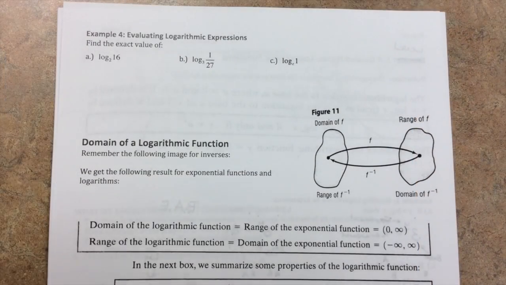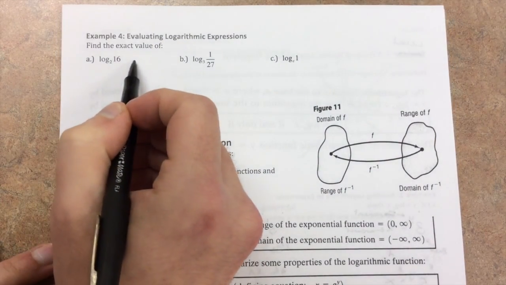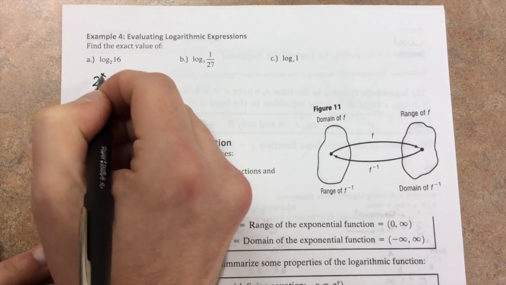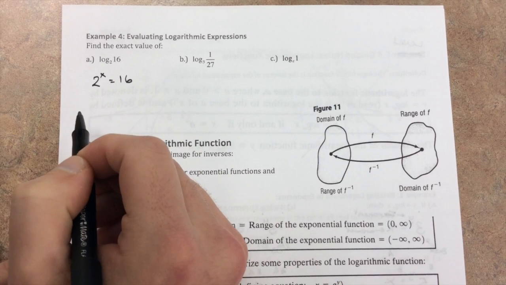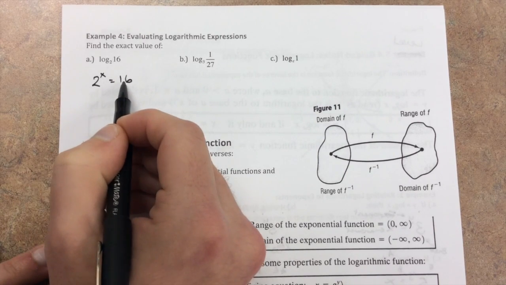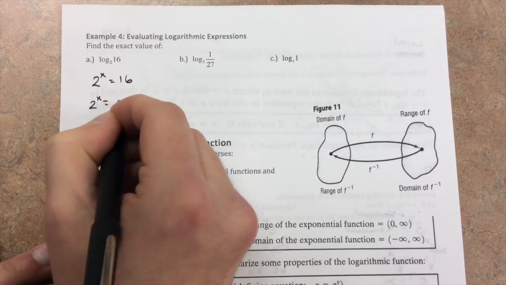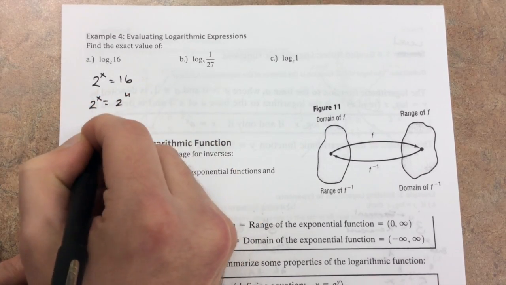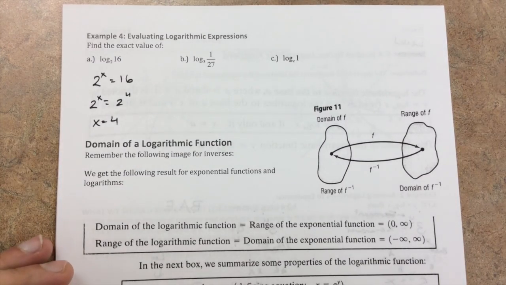So why is going between these two helpful for us? Well, we can find exact values here, which is evaluating logarithmic expressions. It's saying 2 to some power equals 16. If we switch this to exponential notation, 2 to some power equals 16, just solving this, x equals 4. And that's how we solved exponential functions in the last video.